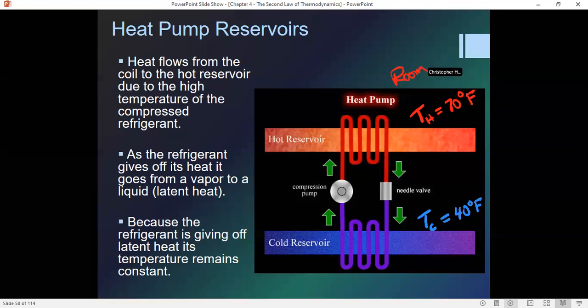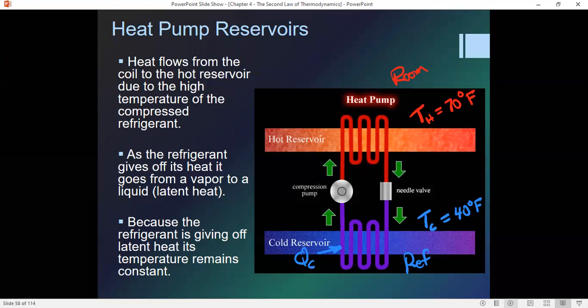Our cold reservoir, in this case, is the refrigerator. Okay, how am I going to do this? Well, the refrigerant is going to be colder than the refrigerator. Whatever it's made out of, it is going to be colder, and I'll explain why it's colder in a little bit, but it's going to be colder than the temperature of the refrigerator.